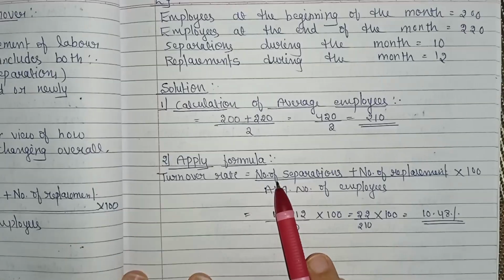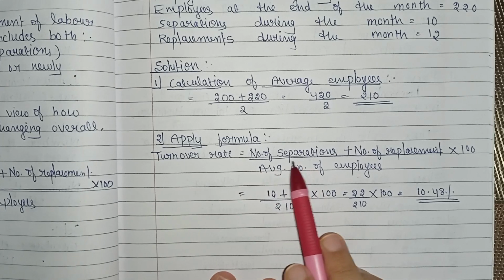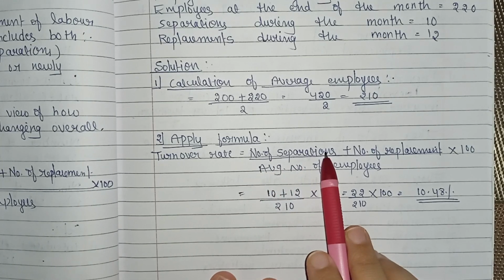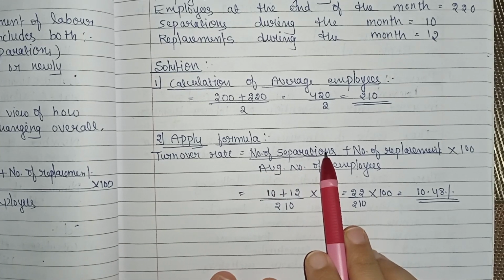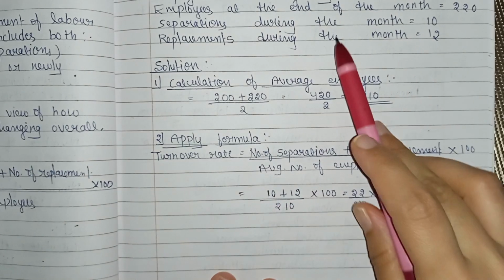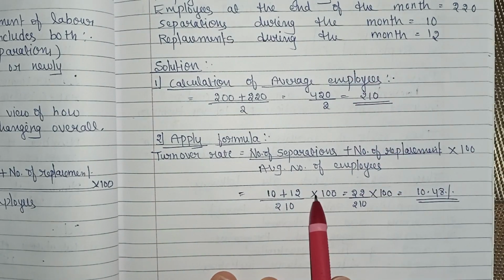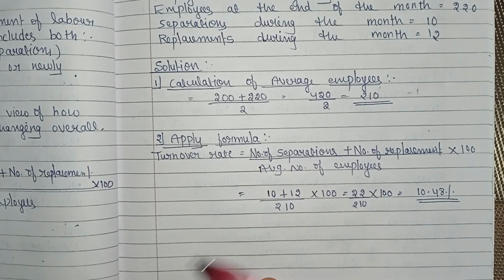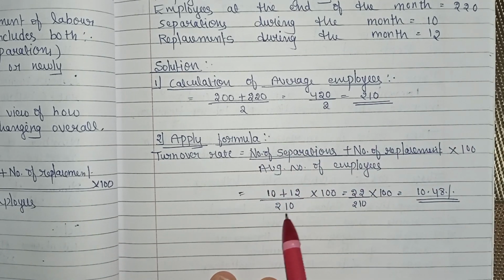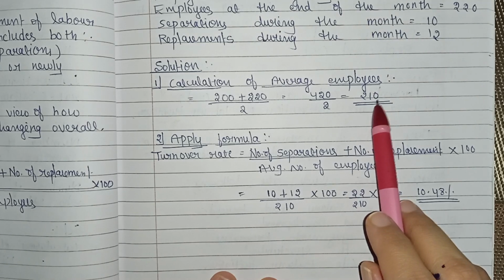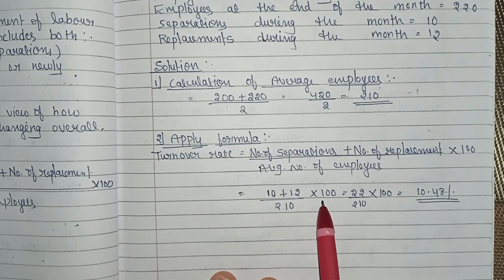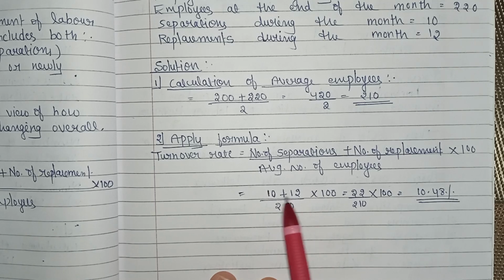Now we need to apply the formula. So turnover rate equals number of separations, means employees who left the organization, they are 10. See, separations during the month. And replacements means employees who were replaced or newly appointed, they are 12, divided by average number of employees, that is 210. Here we have calculated, right, into 100. Means 10 plus 12, 22, divided by 210 into 100, that is equal to 10.48 percent.